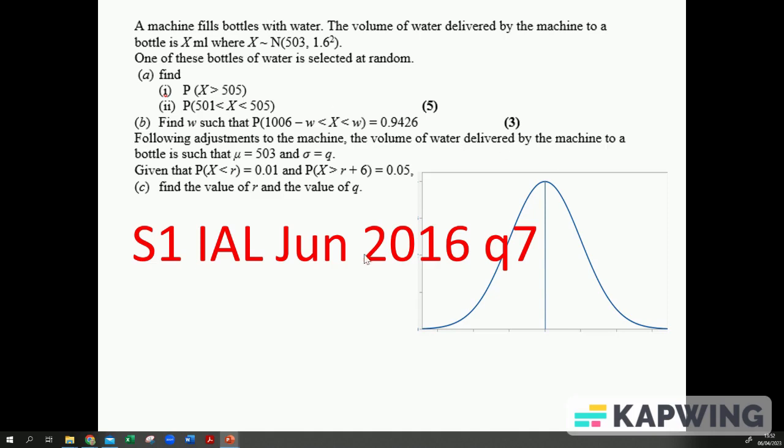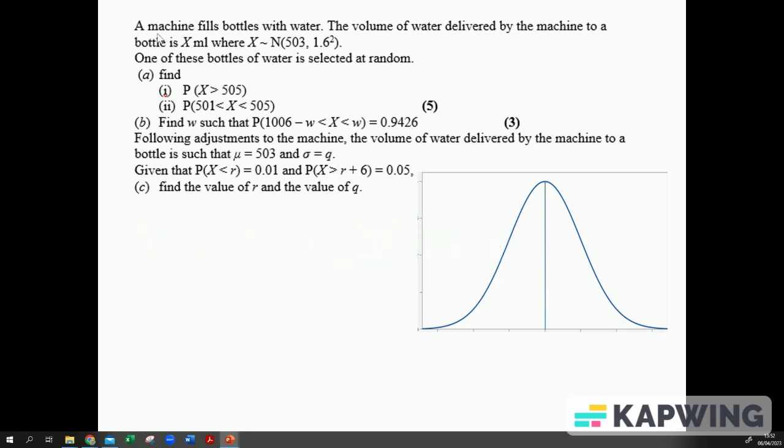Anyway, so 2016 question 7, S1 IAL. The machine fills bottles with water. The volume of water delivered by the machine to the bottle is X, and X has got this normal distribution with a mean of 503 and a standard deviation of 1.6. So one of these bottles is selected at random. Probability that X is greater than 505.